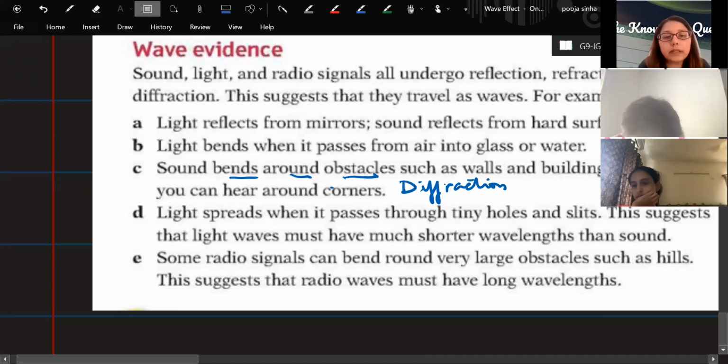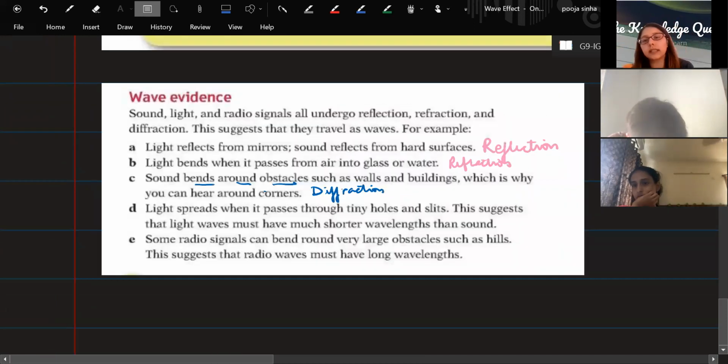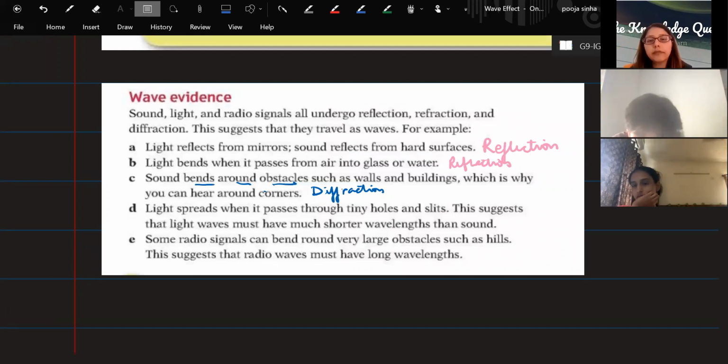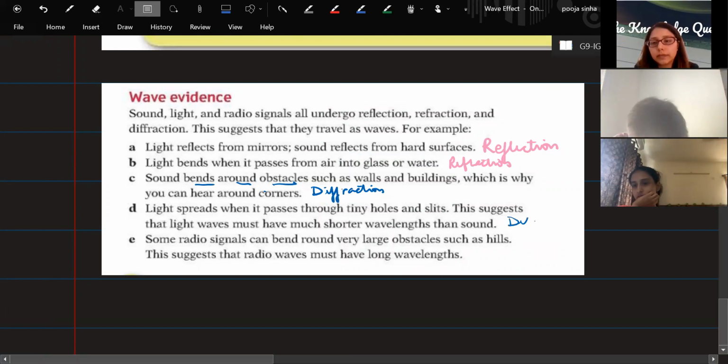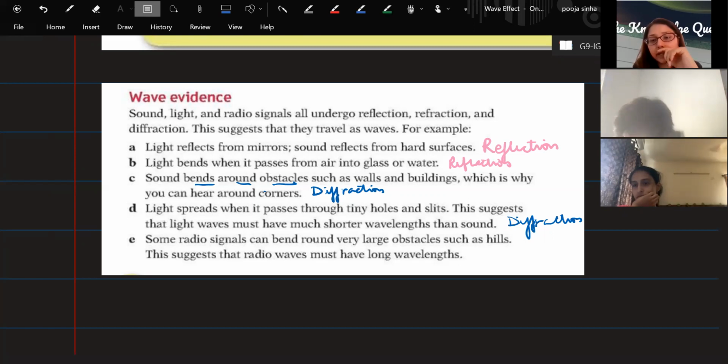Next, light spreads when it passes through tiny holes and slits. This suggests that light must have much shorter wavelength than sound. This is diffraction. Next. Some radio signals can bend around very large obstacles, such as hills. This suggests that radio waves must have long wavelengths. Which phenomenon? Diffraction again.